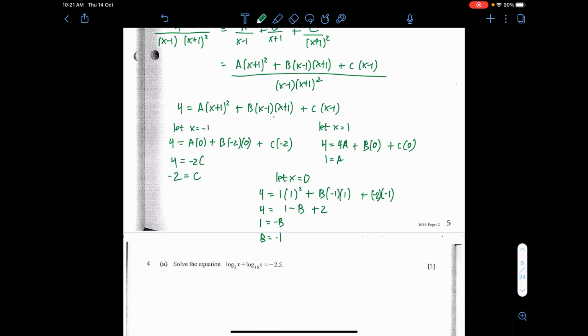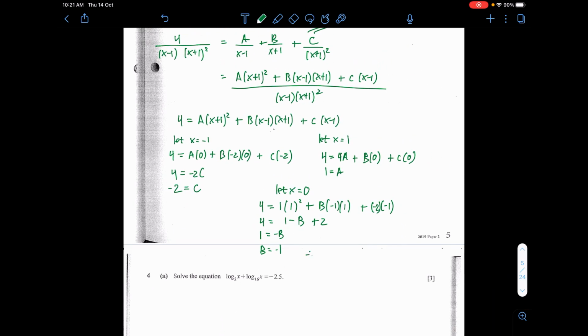So our partial fraction is 1 over x minus 1 minus by 1 over x plus 1, then minus by 2 over bracket x plus 1 bracket square. Okay, that should be it.